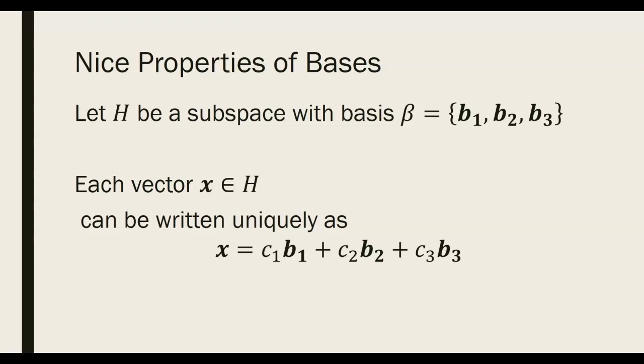Second, because of the linear independence, this way of writing x is going to be unique. In other words, if you can write x as c1 times b1, c2 times b2, c3 times b3, where c1, c2, and c3 are real numbers, then there's no other real number combinations that can get you back to x. So the linearly independent set guarantees that this expression of x is going to be unique.